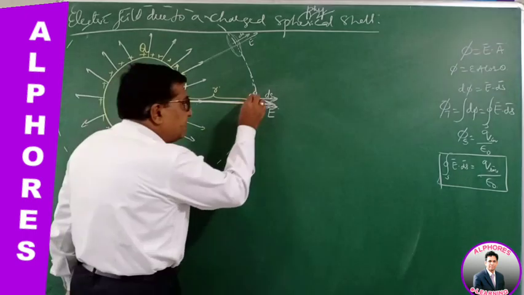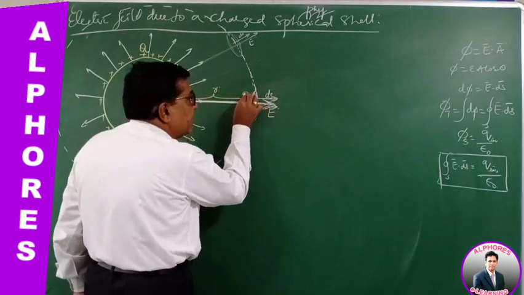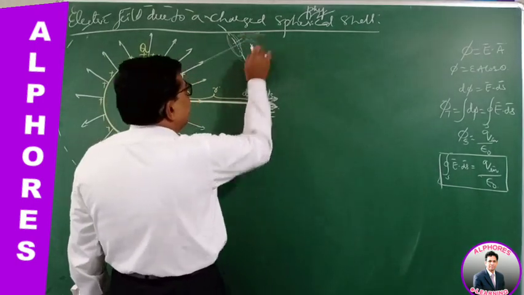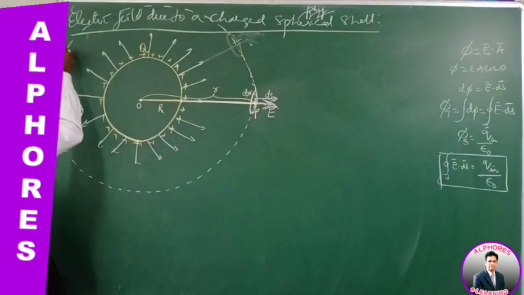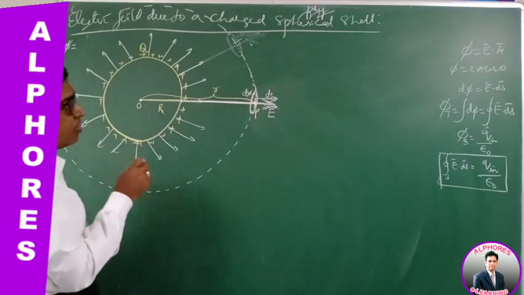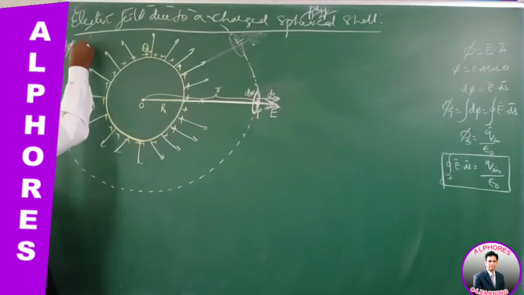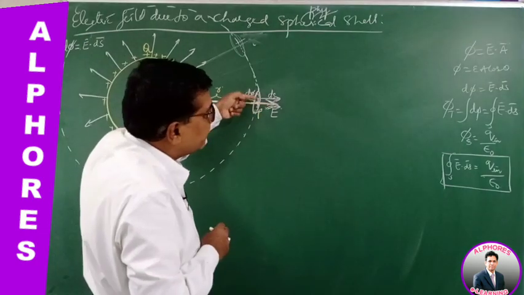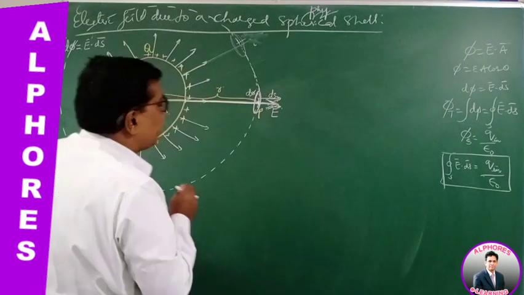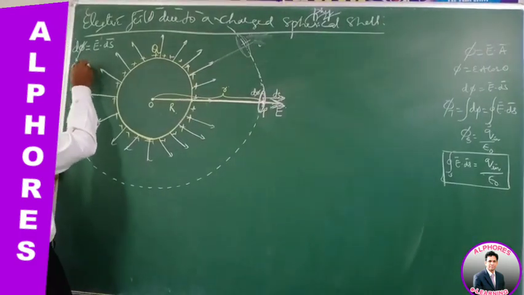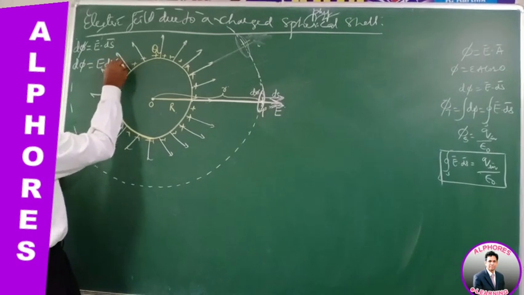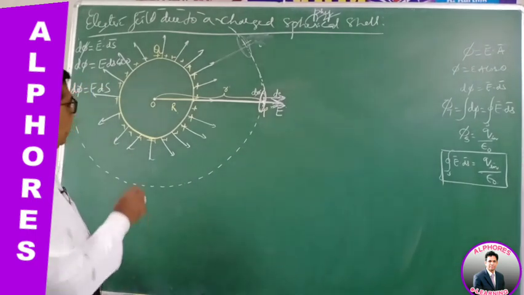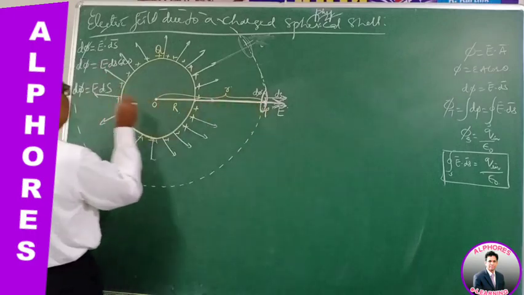Now, let the small flux coming out of this area element be d phi. So the small flux d phi, we know, is E dot ds, so it is E dot ds bar. But the electric field and this area element are both in the same direction, so they are parallel, theta is 0. So the small flux through the area element will be E ds cos 0, which is simply E into ds. So the small flux through the area element is E ds.